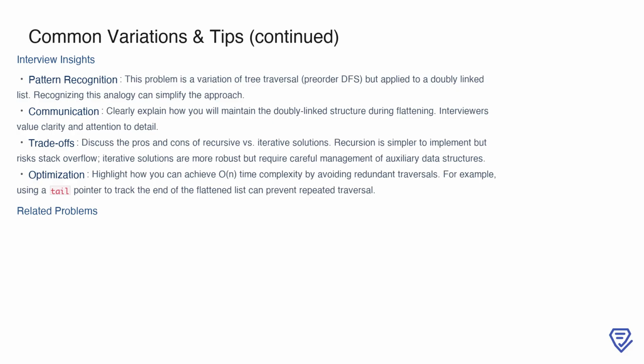It's also helpful to discuss trade-offs. For example, while recursive solutions may be simpler to implement, they come with the risk of stack overflow for deeply nested lists. On the other hand, iterative solutions are more robust but require careful management of auxiliary data structures, like a stack. Finally, emphasize optimization. You can achieve O(n) time complexity by avoiding redundant traversals. Using a tail pointer to track the end of the flattened list is one way to ensure that you don't repeatedly traverse already processed nodes.